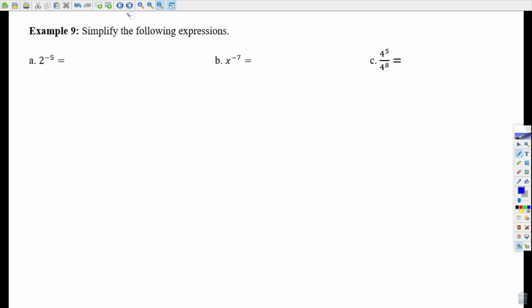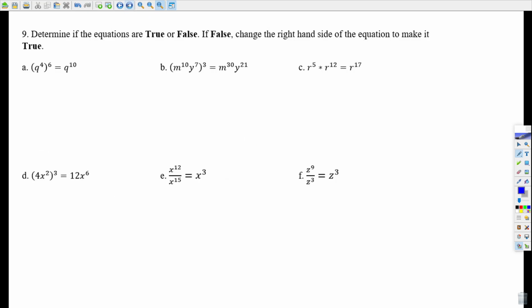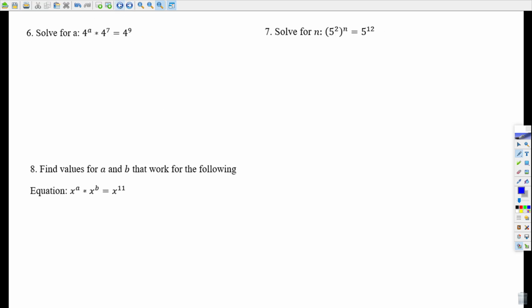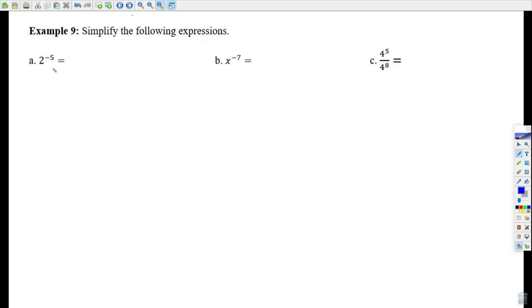Our last example, then we're done. Simplify the following expressions. Okay, so 2 to the negative 5 means it's actually 1 over 2 to the 5th. And I'll keep going with this one. 1 over 2 to the 5th would be 2, 4, 8, 16, 32. So it's a tiny fraction, 1 over 32.